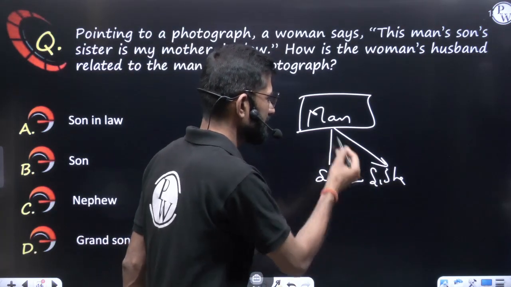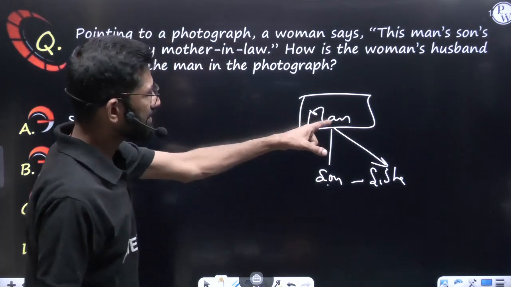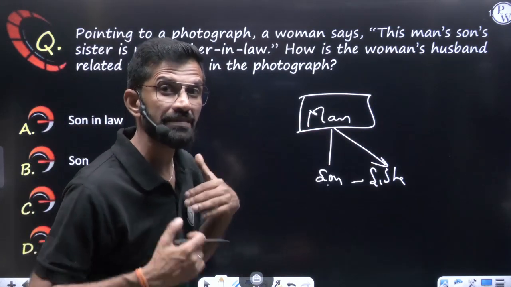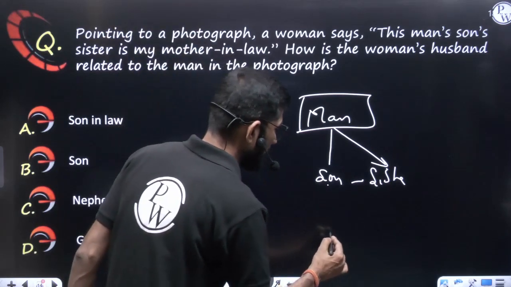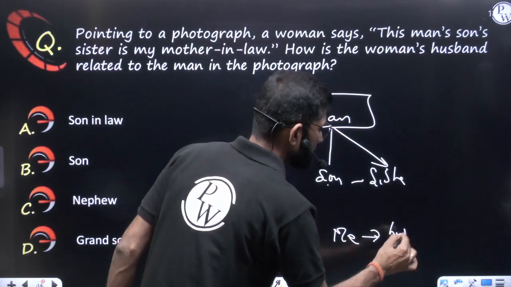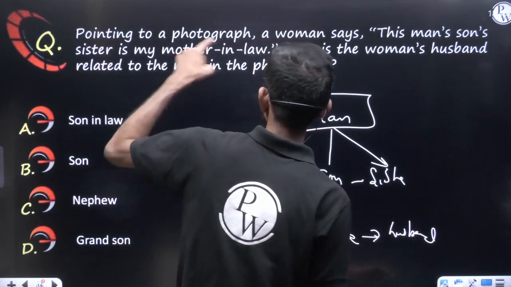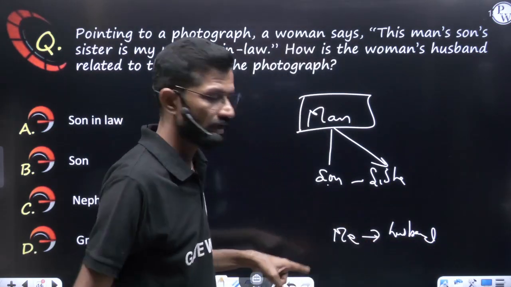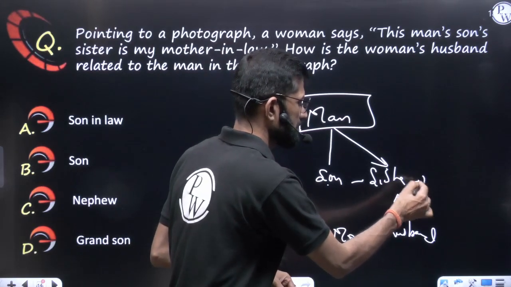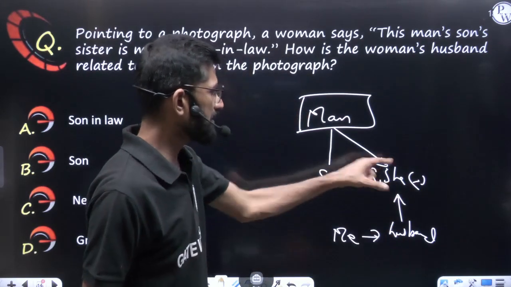If son's sister, this man's daughter. This man's daughter is my mother-in-law. My mother-in-law means upper generation. So this is me, and my mother-in-law means my husband's mother, because a woman is saying this. That is the reason I am using the word husband here. So this is negative. Anyhow, you know, husband's mother.